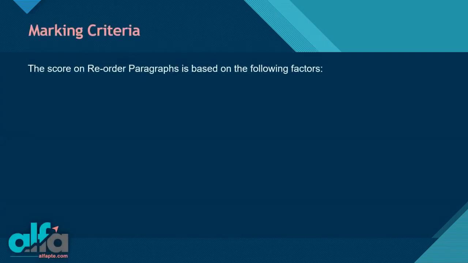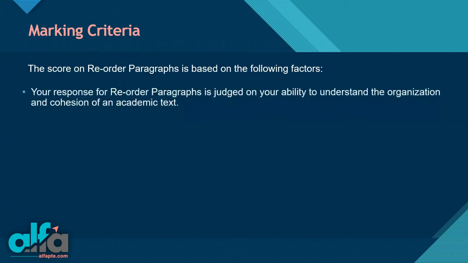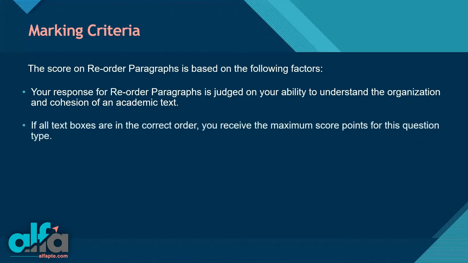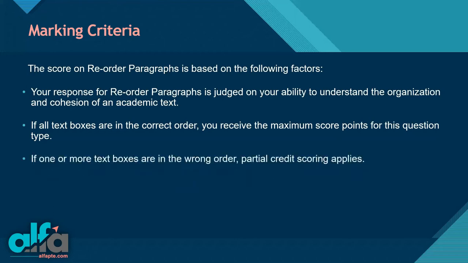So the marking criteria: the score on reorder paragraph is based on the following factors. Your response for reorder paragraphs is judged on your ability to understand the organization and cohesion of an academic text. If all text boxes are in correct order, you will receive the maximum score for this question. If one or more text boxes are in wrong order, then partial credit scoring applies. That means they will count the pairs. Whatever is right, you will get score for that. Whatever is wrong, you will not get any score for that.